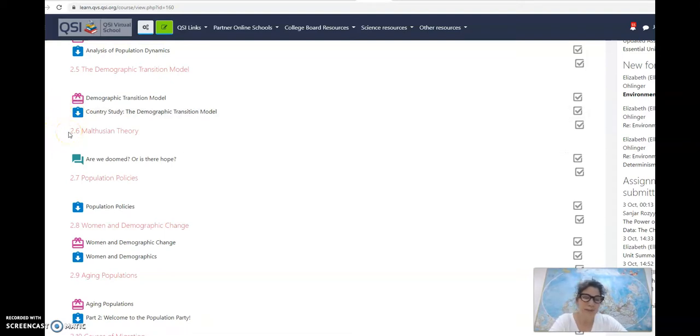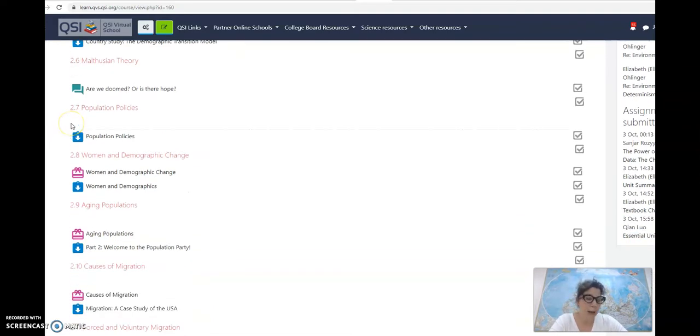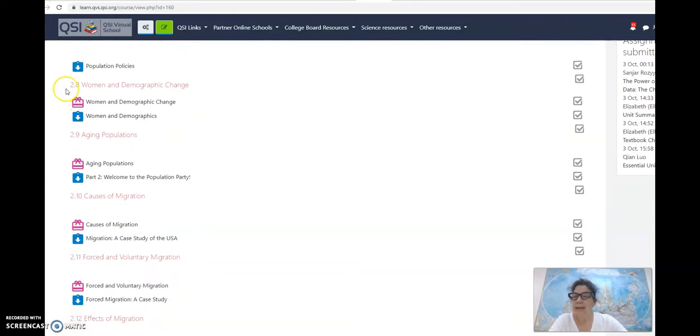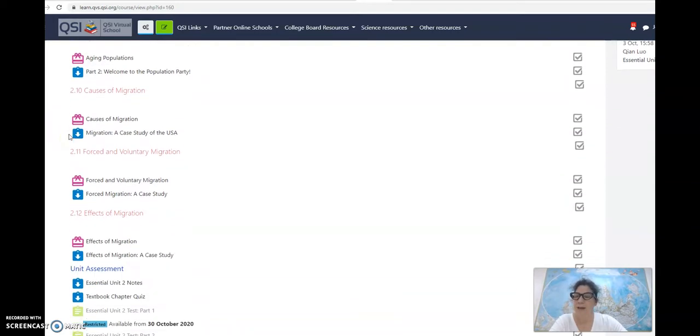We'll talk about Malthusian theory related to population. We'll look at population policies from country to country. We will examine the role that women play in demographic change. The next topic is related to aging populations. And then from there, we move into migration. And you can see that there are 3 subtopics related to migration.